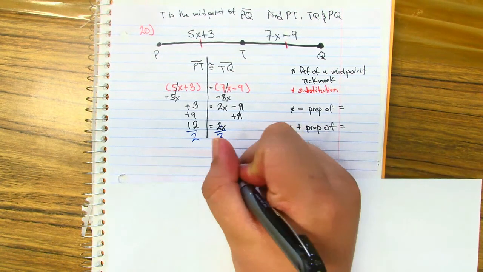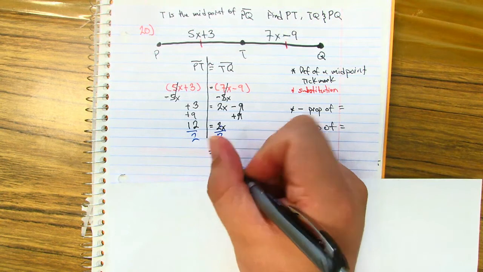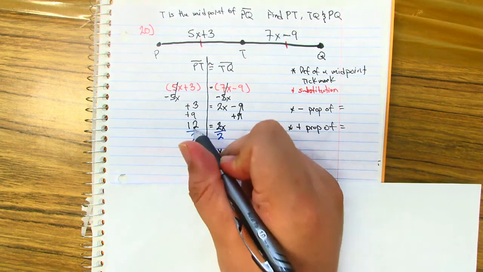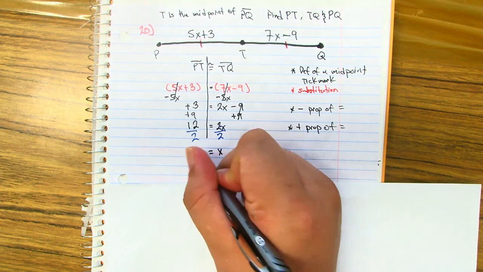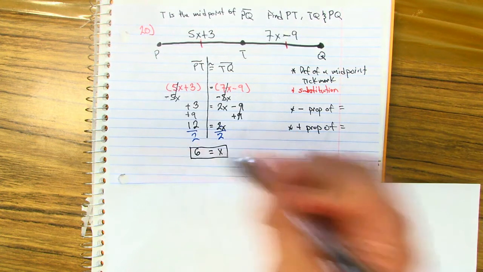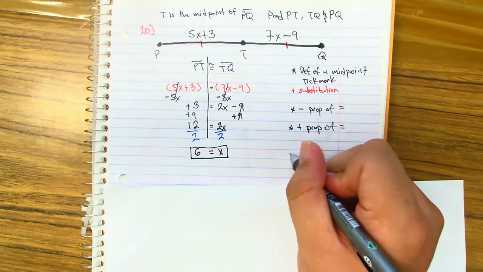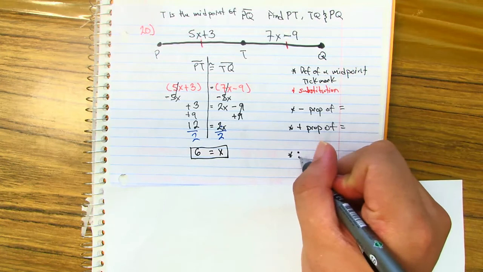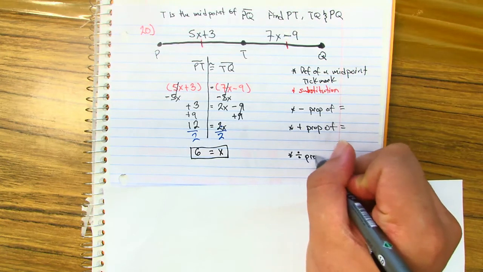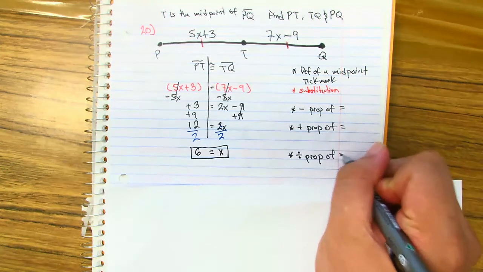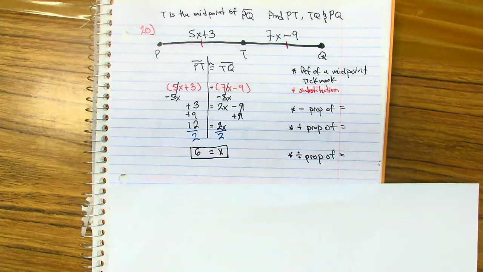x, because 2 divided by 2 is 1. You don't have to put the 1 because that's not necessary. 12 divided by 2 is 6. And we got our final answer of 6 because we used the division property of equality. Okay. So now x equals 6.